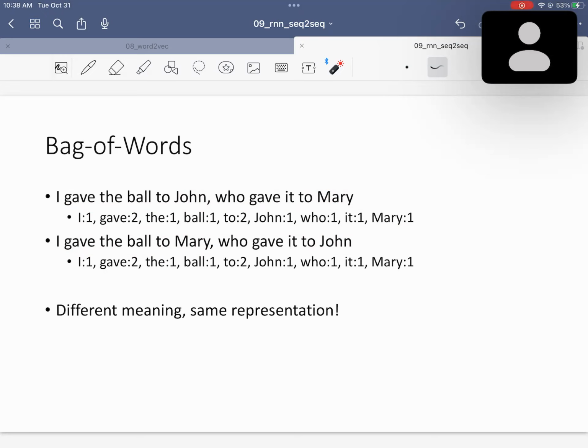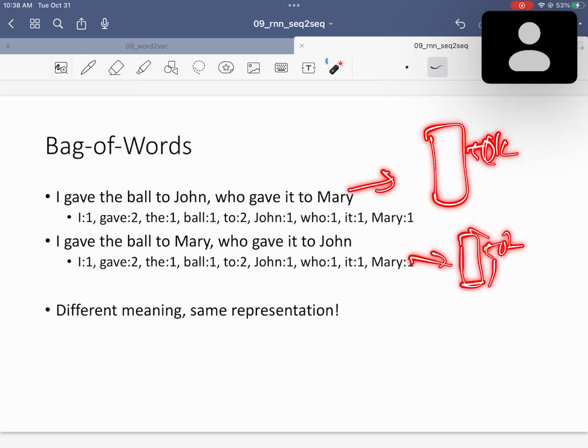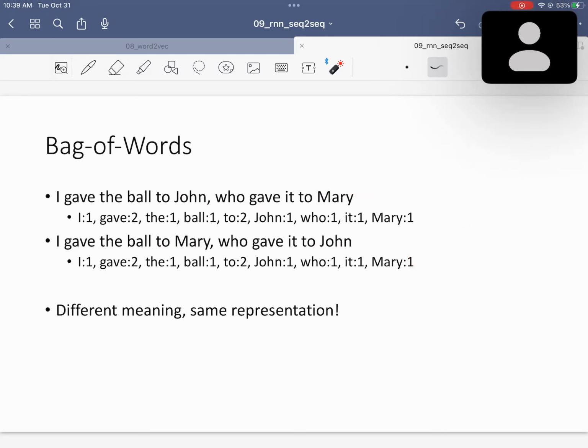So this will be turned into a 50,000 dimensional vector. This will also be turned into a 50,000 dimensional vector, but they will be exactly the same thing. So it cannot distinguish between two sentences which have different meaning. So that's the problem: different meaning, same representation. So there's obviously a certain limitation to it.